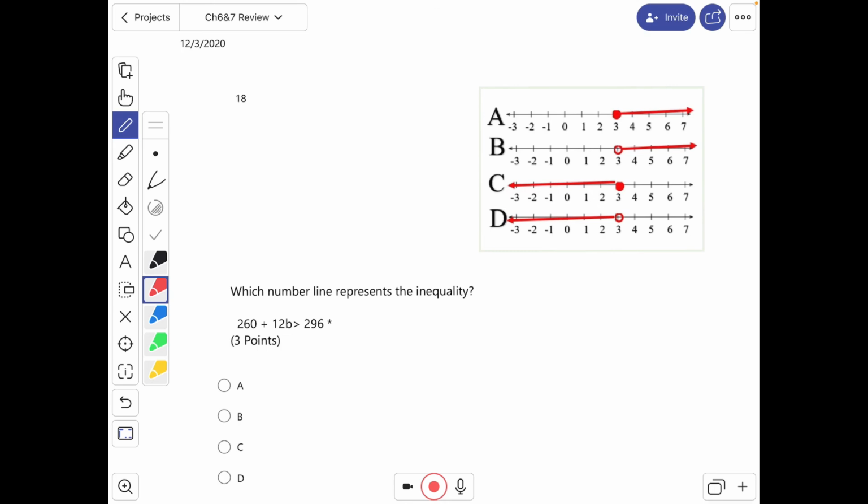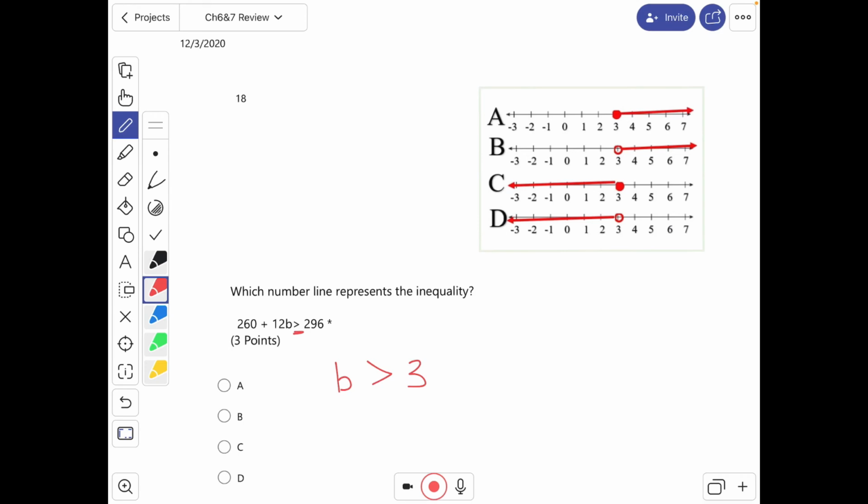Number 18. Which number line represents the inequality? And just like before, I'm going to use my answer choices. They all seem to be on 3. So B is going to be greater than 3. I don't see any negative symbols, so I'm not flipping the sign. So the sign stays the same.